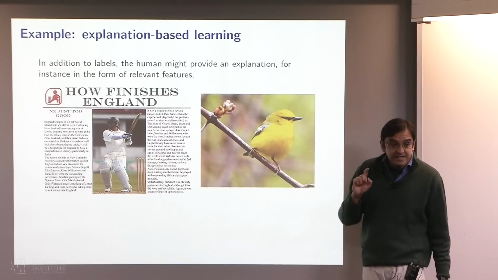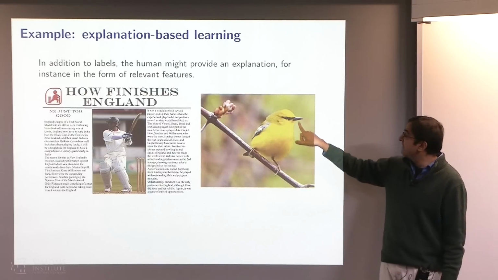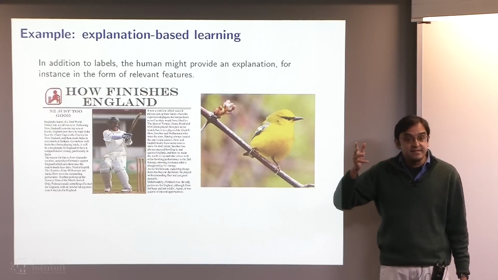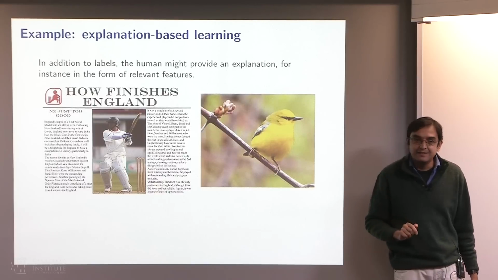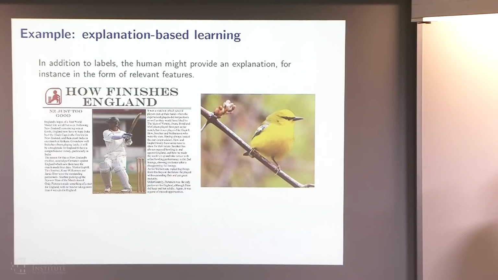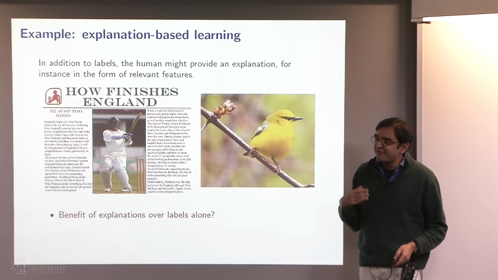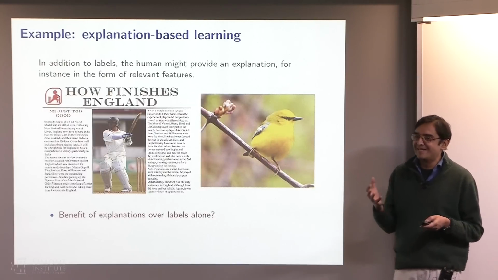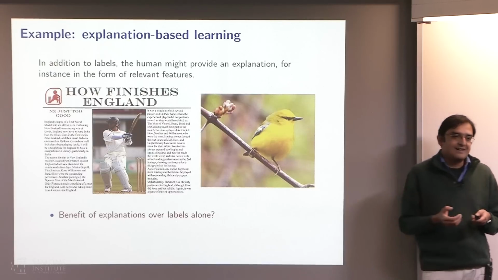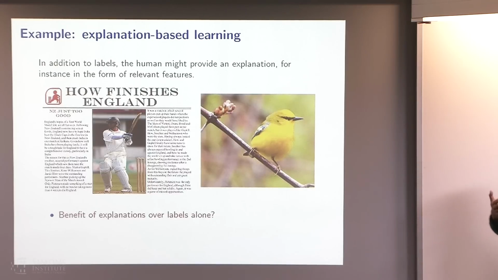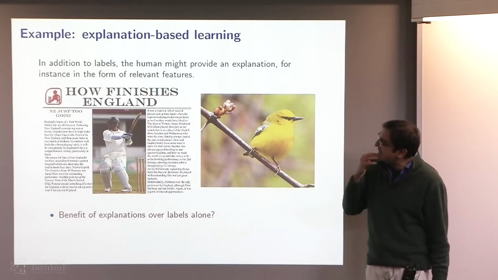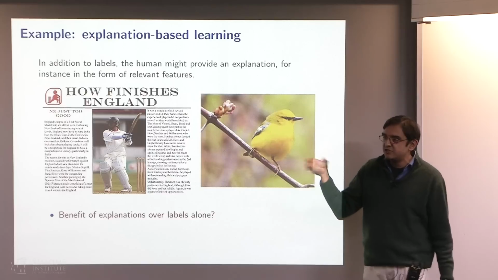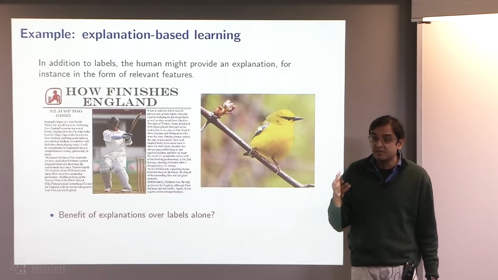And then, in addition to that label, the user also clicks on a part of the image that explains the difference. For example, the beak. Clicks on the beak. Okay, and that's a discriminative feature. So this sort of explanation-based learning has really not been studied a lot formally, in a mathematical sense, but it's very interesting. And so the questions are, what is the benefit that these additional explanations provide beyond labels alone?